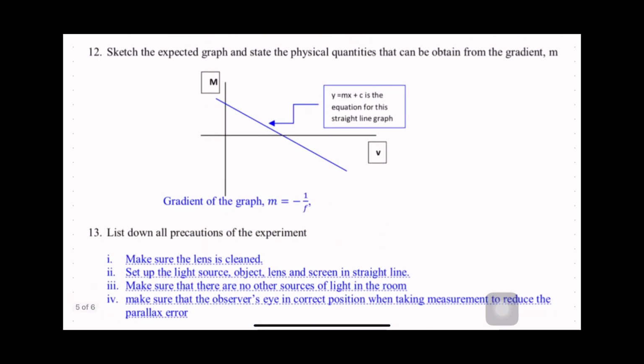Okay, like this lah. So, gradient of the graph is negative 1 over F lah. Jadi, gradient kat sini, maksud saya, gradient kita akan dapat negatif. Sebabnya adalah negative graph. Okay.